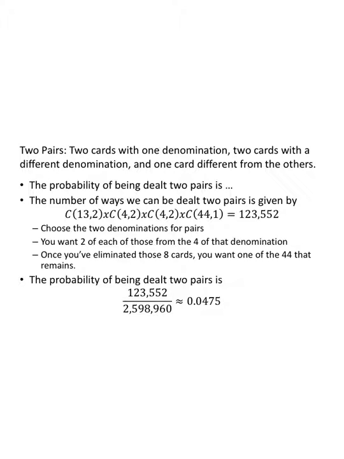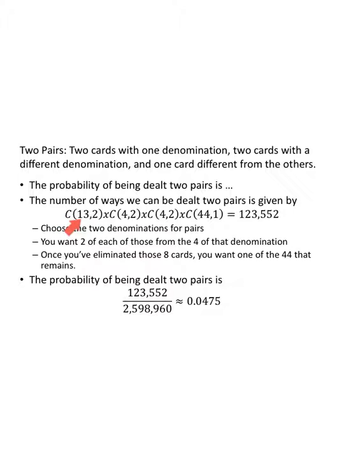2 pairs. That'll be 2 cards of one denomination, 2 cards with a different denomination, and 1 card that is yet different from the others. So maybe I have a pair of aces, a pair of kings, and then a queen on the side. The number of ways we can be dealt 2 pairs is given by.